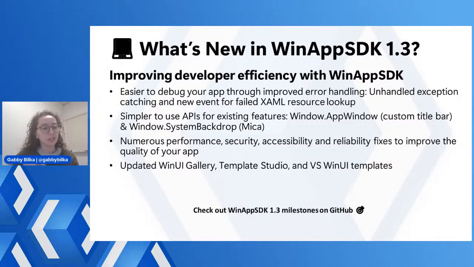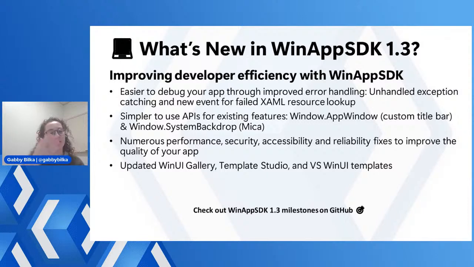We're also making it easier to debug your app through improved error handling, catching unhandled exceptions. We know that was a really popular GitHub issue, and raising a new event for failed XAML resource lookups. That's static resources, theme resources, that kind of thing, to make it a bit easier to find where the resource names aren't resolving. And additionally, as Greg mentioned, we're making updates to the Gallery and Template Studio, as well as improving the default Visual Studio WinUI templates.